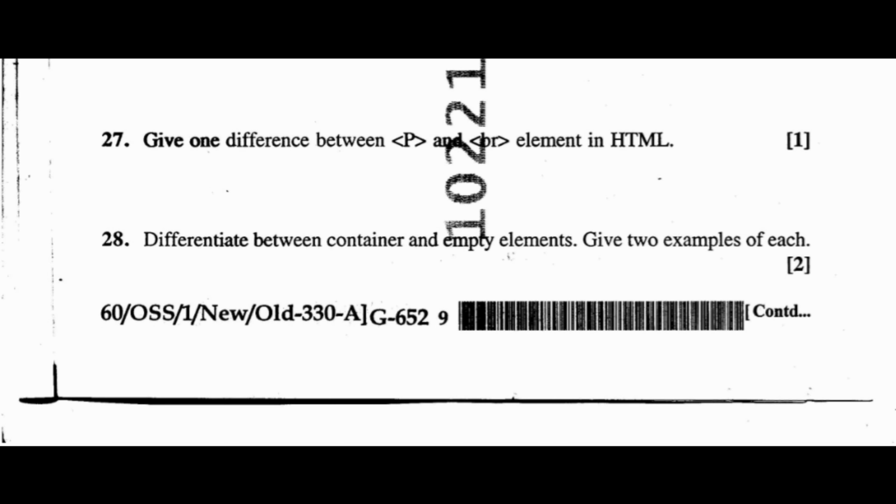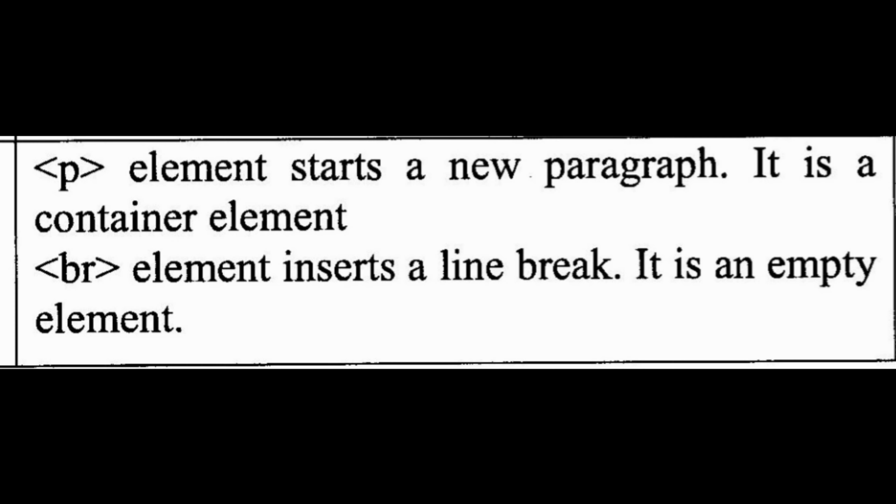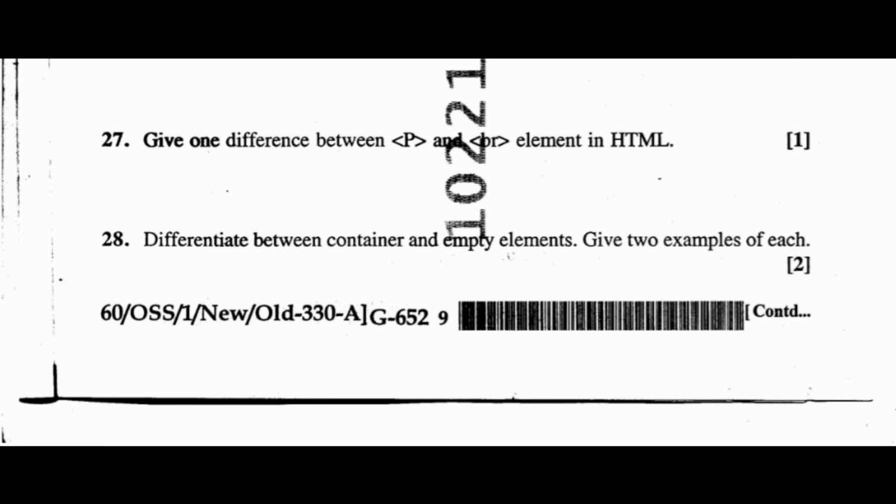Question 27. Give one difference between tag P and tag BR element in HTML. Answer. Tag P element starts a new paragraph. It is a container element. Tag BR element inserts a line break. It is an empty element. Question 28. Differentiate between container and empty elements. Give 2 examples of each.